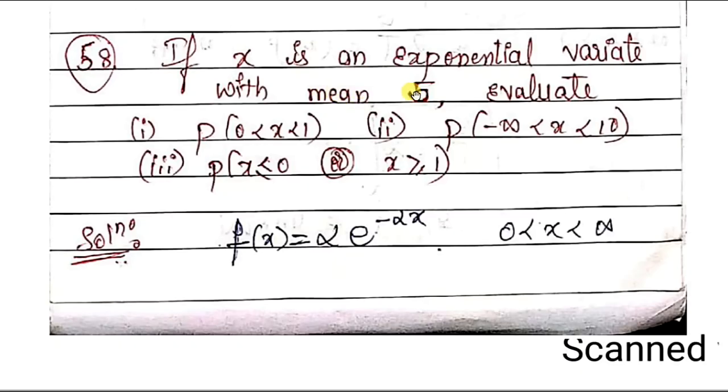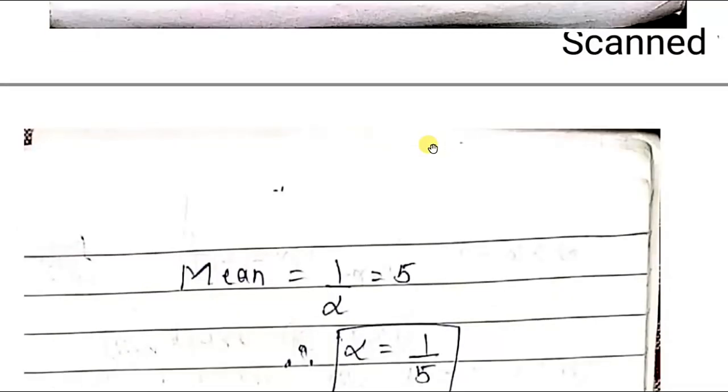Here the mean is given and it is 5, isn't it? See, what is the mean? Mean is equal to 5 is given. And I told you for the exponential distribution, the mean is 1 by alpha. In the binomial distribution, mean is equal to np, and in the Poisson distribution, mean is equal to m only. Again, it can be written as np only. But here in the exponential distribution, mean is given by 1 by alpha.